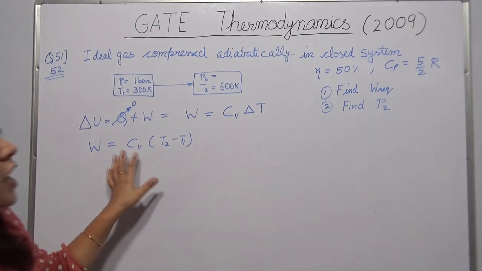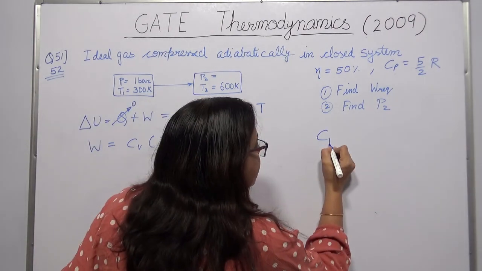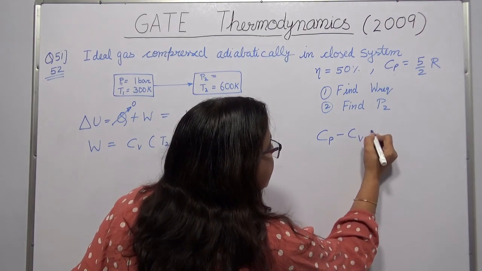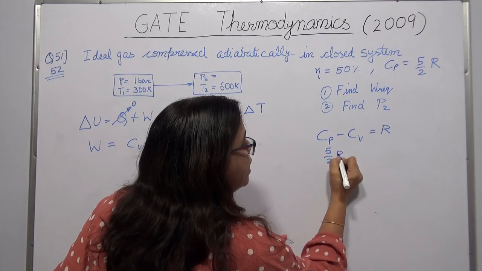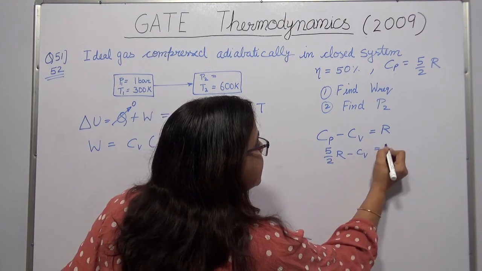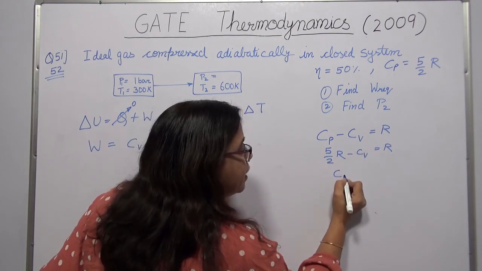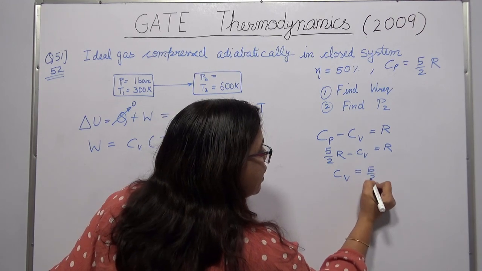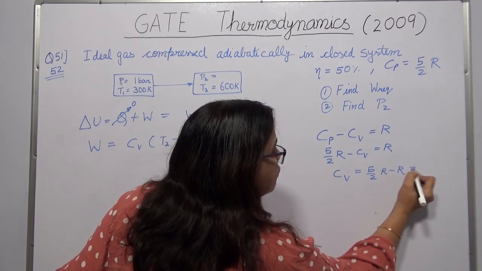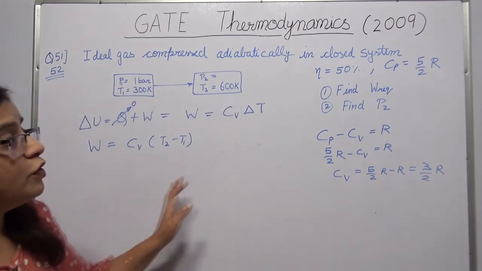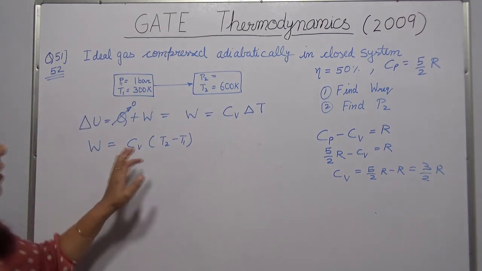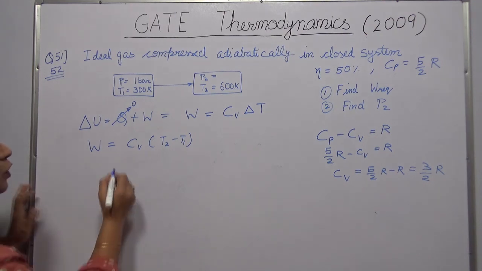So let's do that. Now Cp is given, but for an ideal gas we know that Cp minus Cv is equal to R. Cp is 5 by 2R, minus Cv, that is equal to R, or I can find out Cv, that is equal to 5 by 2R minus R, which comes out to be 3 by 2R. Okay.